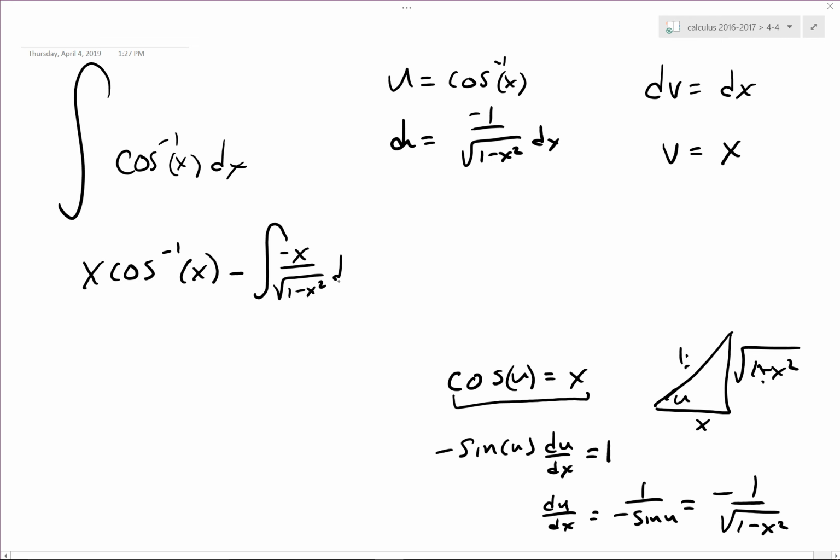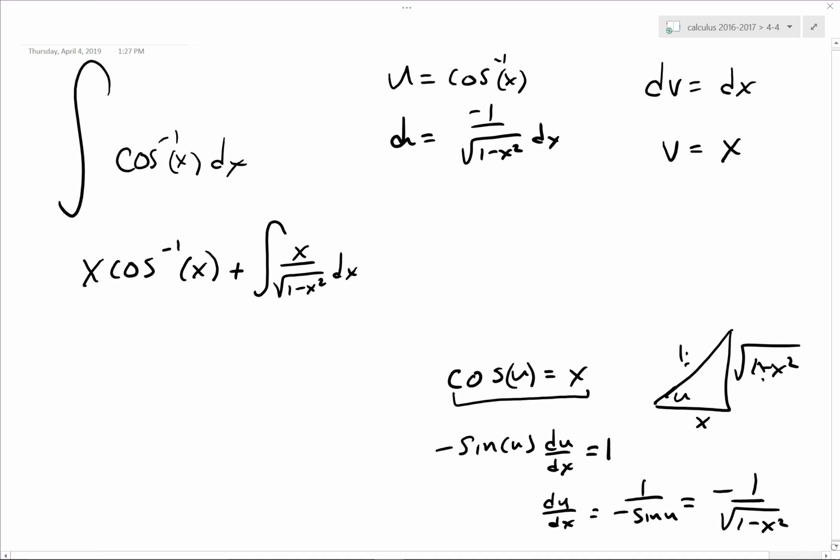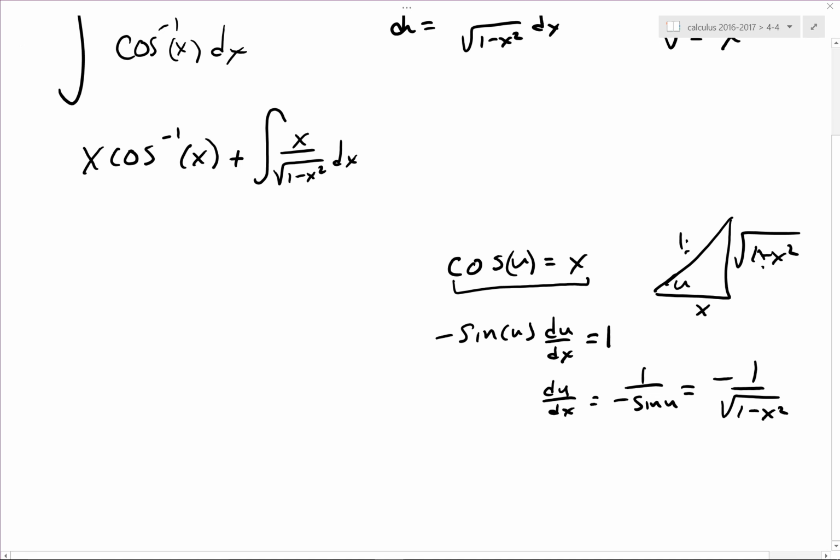I'm going to pull this negative out front if that's okay. I'm going to do it anyways. I don't care. It's minus minus, right? Now what? How do I integrate that last part?